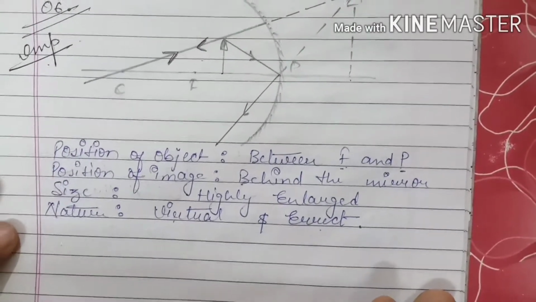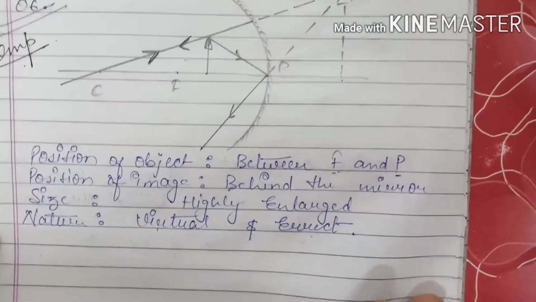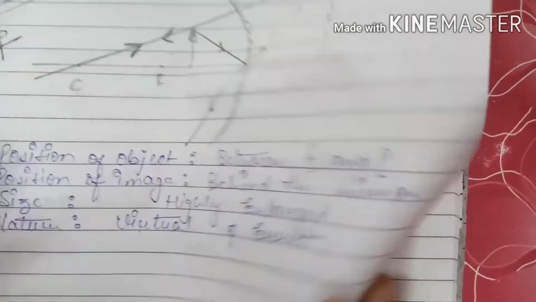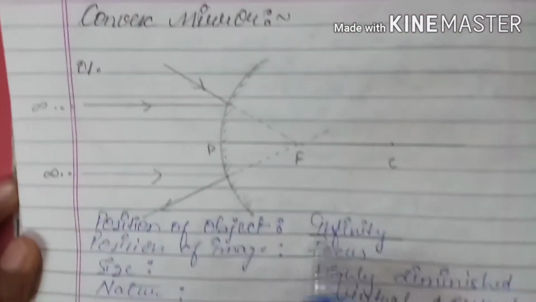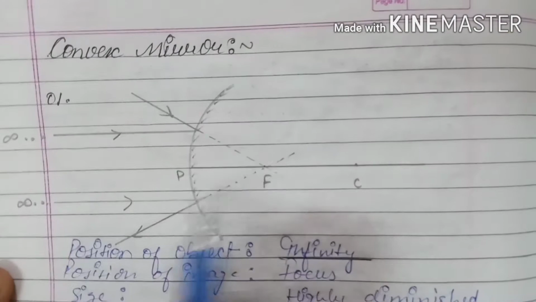So these were the 6 cases for the concave mirror. Now let's move on to the convex mirrors. For convex mirrors, we have only 2 cases. When the object is placed at infinity, then we will get the image at focus.